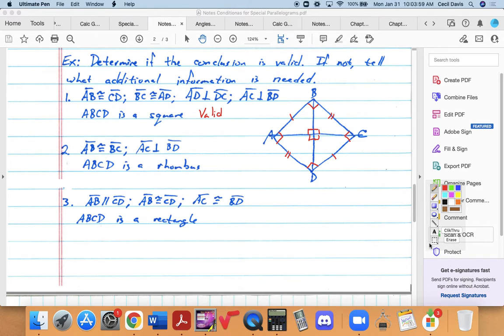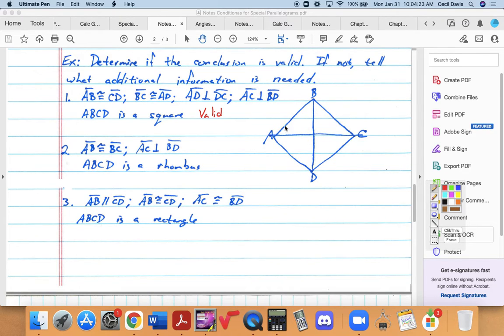Is it not a square? Pardon? Is it not a square? No, it is a square. So I'm saying that this is a valid conclusion. Oh, so you were trying to confirm. Yes, or if it's not valid, tell what we need to know in addition. Okay? All right. I'm going to erase those marks.